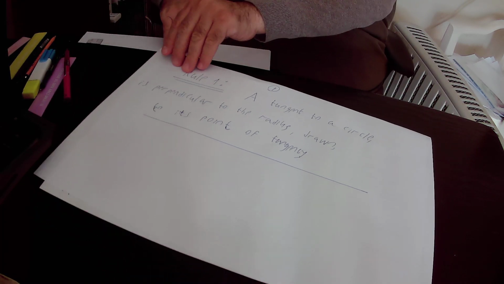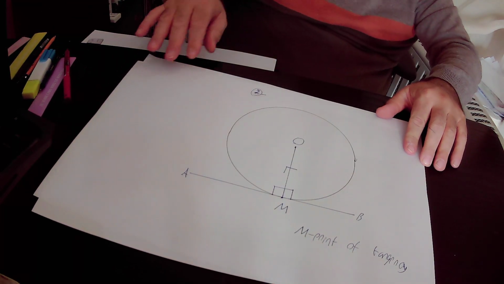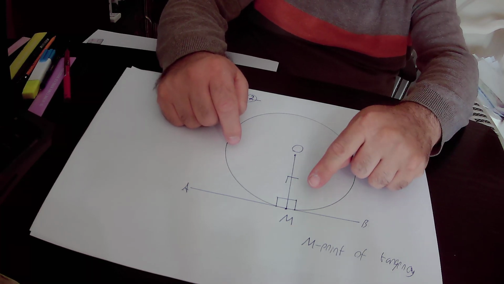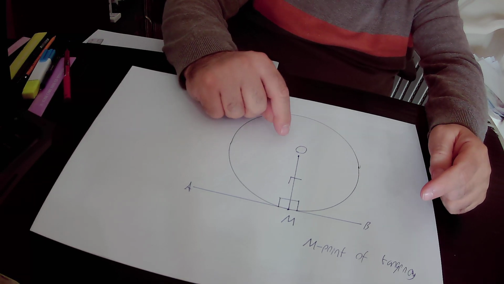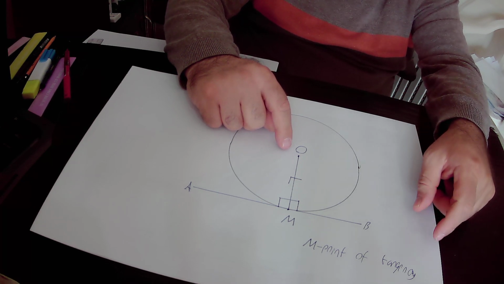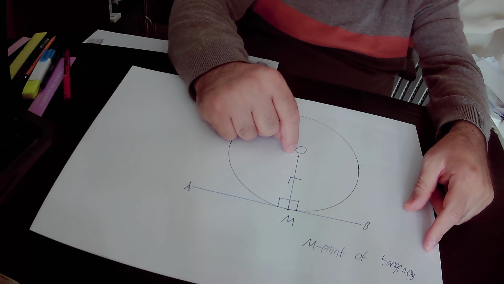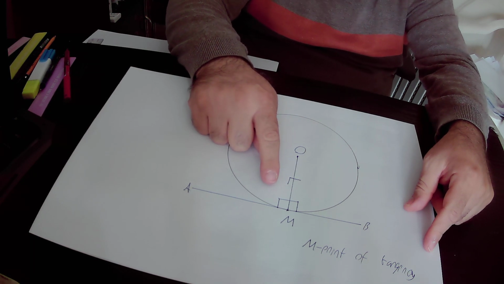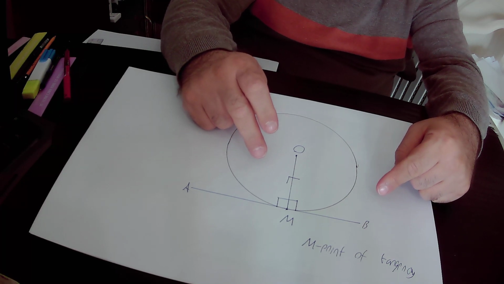So what is the meaning of rule number one? The meaning of rule number one is that if we have this circle and tangent AB is tangent to this circle at point M. Point M is the point of tangency of tangent AB with this circle. And from point O, that is the center of the circle, we drew a radius of this circle. This radius, OM, is drawn to the point of tangency, that is to say, it is drawn to point M, that is the point of tangency of tangent AB with this circle.